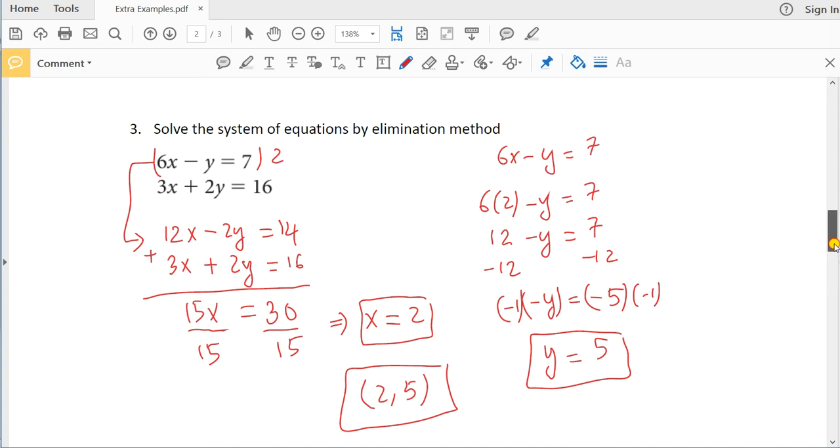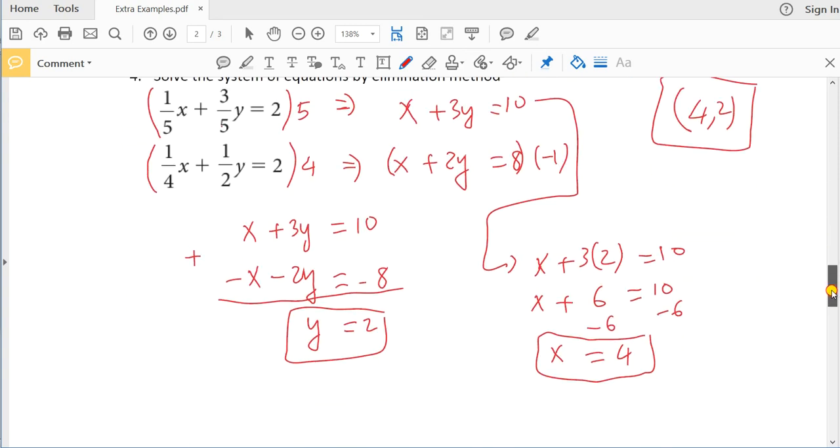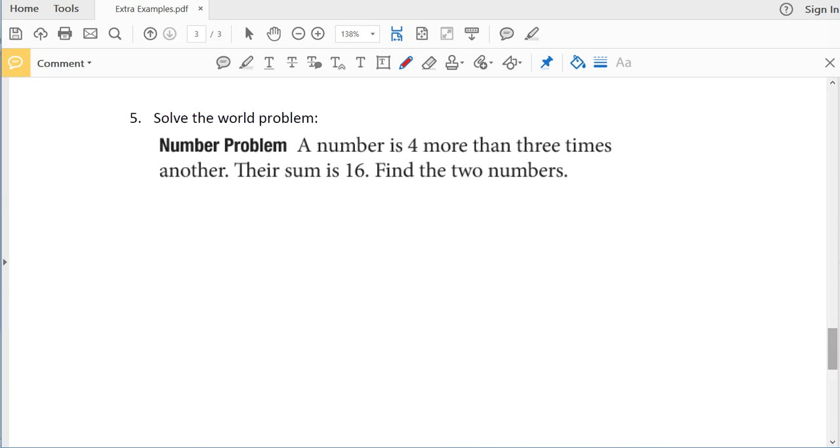After you have one of the values, you can use either of the two equations in the original system of equations and solve for the other variable. Okay, let's try one word problem. This word problem requires us to use a system of equations to solve for two numbers.